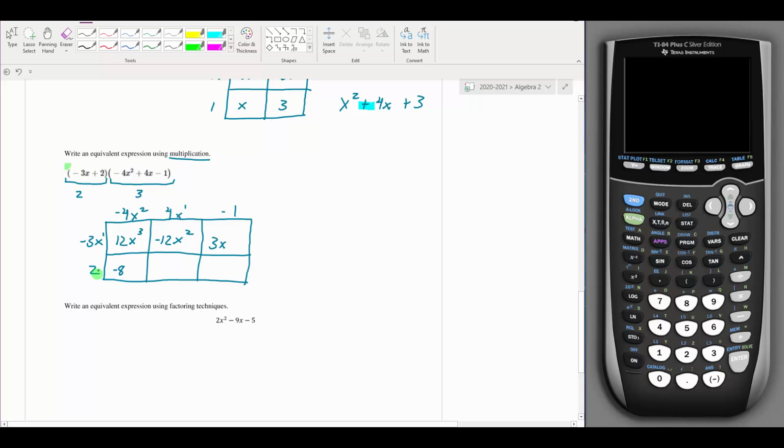And then we have an x squared, no x, so this is just going to be an x squared down here. And same thing, 2 times 4, 8x, no x, so we put an x in there. All right, then 2 times negative 1 is negative 2. Now we got to add our 6 boxes together, right?